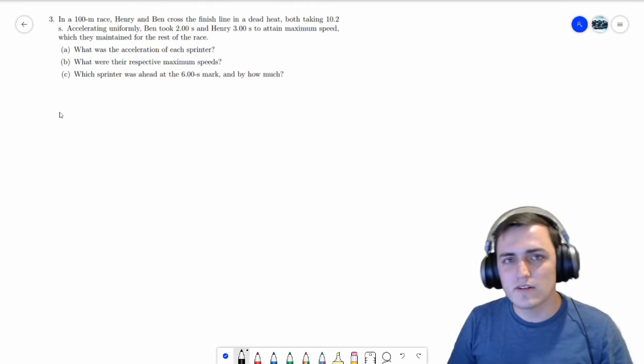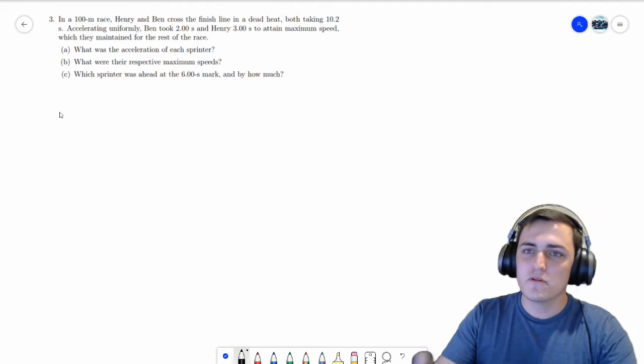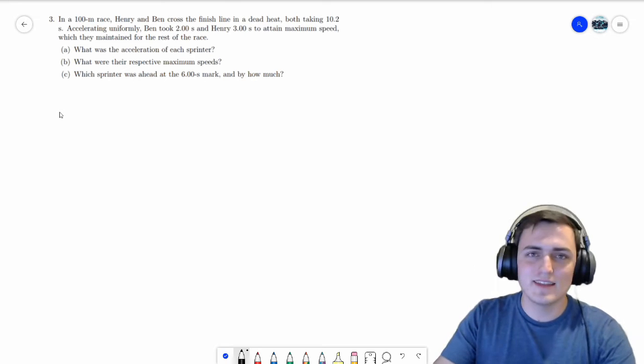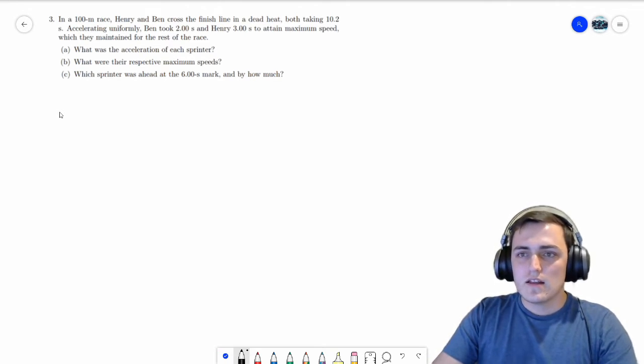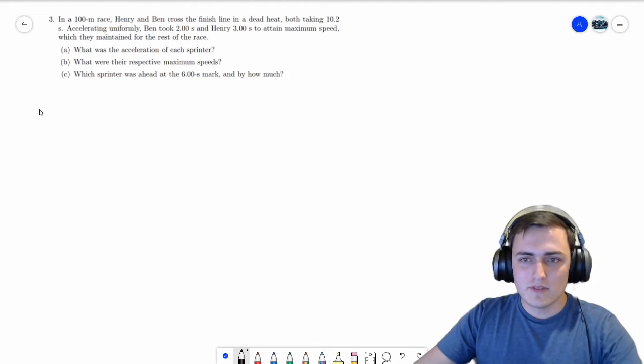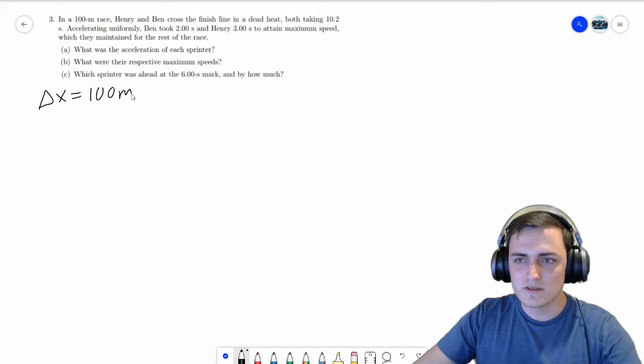That's a little weird, right? We see it says they both take 10.2 seconds. So that dead heat just means they finish at exactly the same time. Now we know that delta x, their change in position, is 100 meters. And their total time, denoted by t sub t, equals 10.2 seconds.